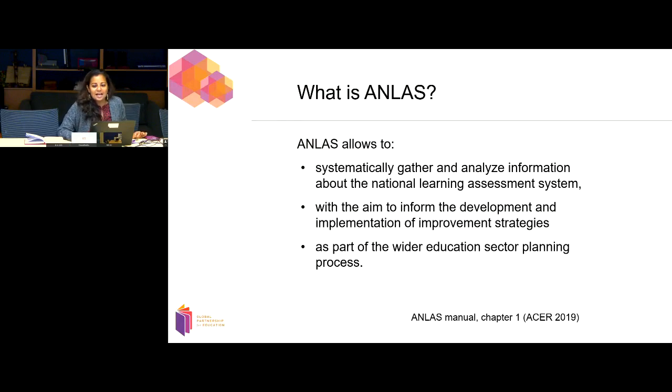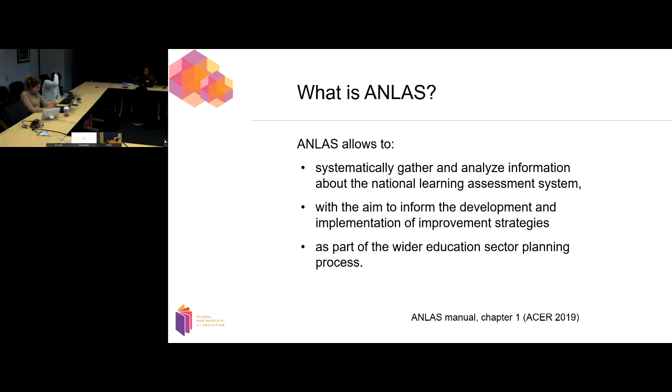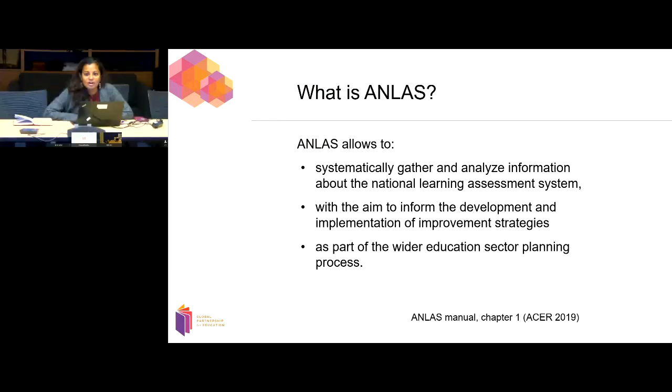Overall, ANLAS allows participating countries to systematically gather and analyze information about the National Learning Assessment System with the aim to inform the development and implementation of strategies to improve that system. And ANLAS is situated within the wider education sector planning process. Next slide, please.